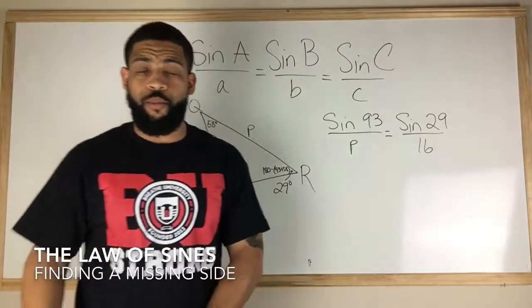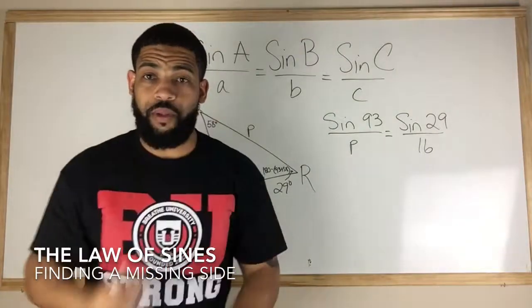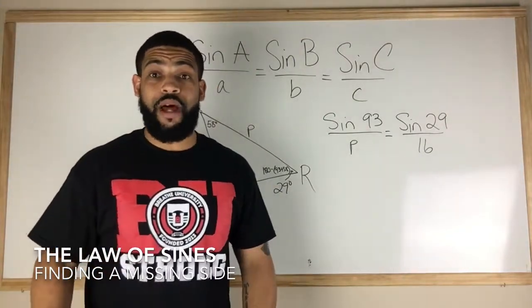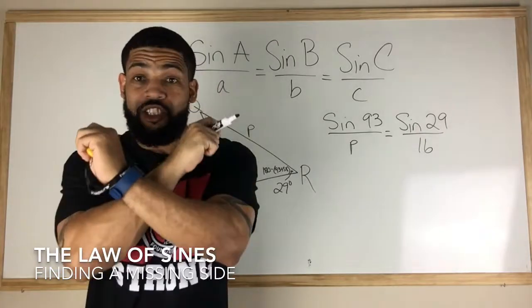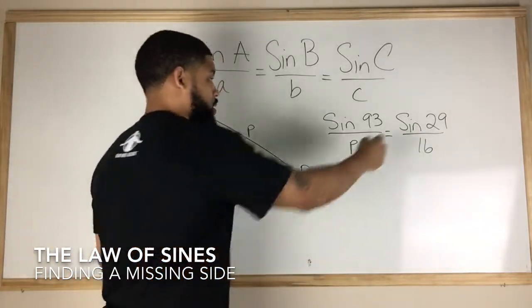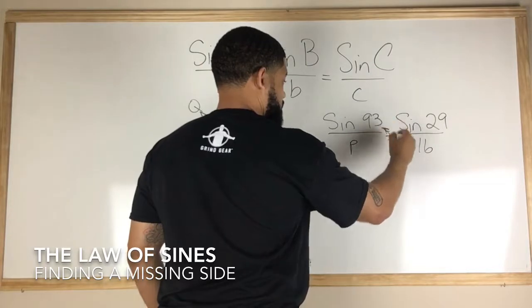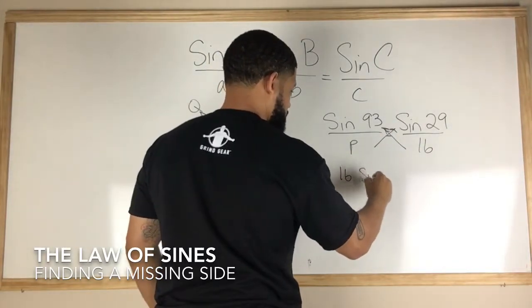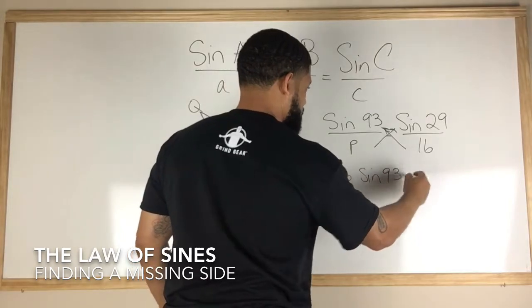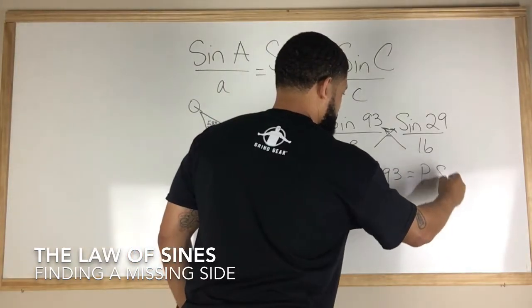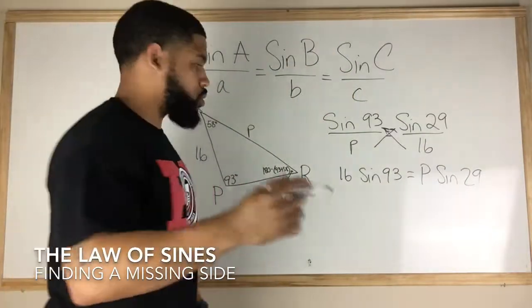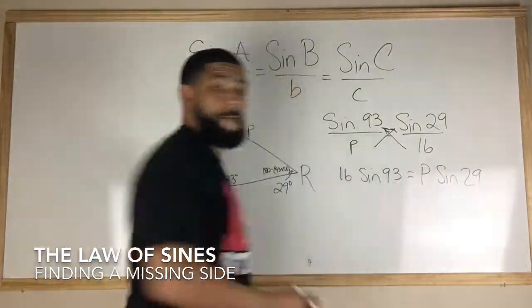Now, in order to solve a proportion, we need to cross multiply. A lot of people get that terminology incorrect. When we cross multiply, we are multiplying in an X shape. So we're going to say this times this and this times that. So it's going to give us 16 times the sine of 93 is equal to P times the sine of 29. Then now we need to get P by itself.